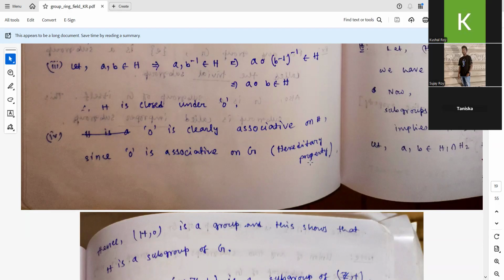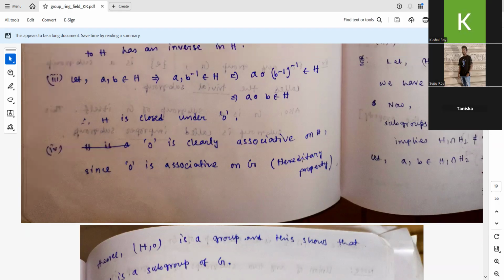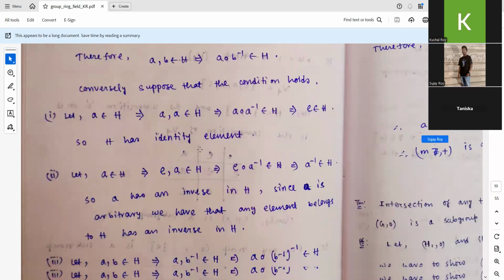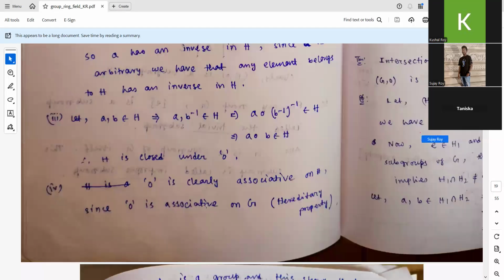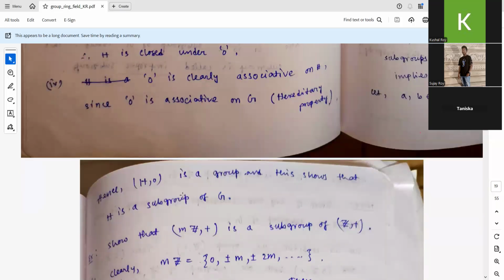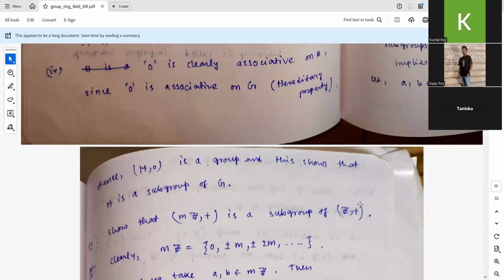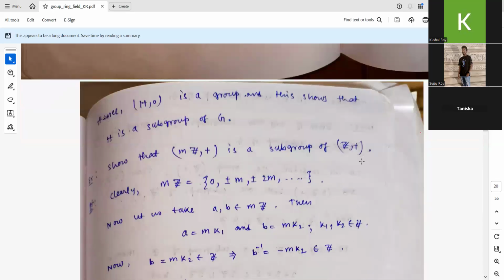Associativity of a group is a hereditary property. That means if you consider any subset of a group, in that case the composition is still associative on that subset. Okay, so therefore we have proved all the four conditions of a group. So therefore H is a group. Since H is a group, that means H is a subgroup of G.